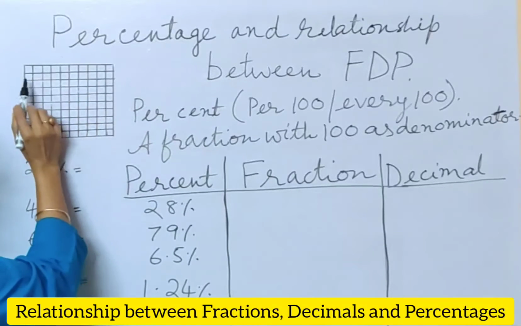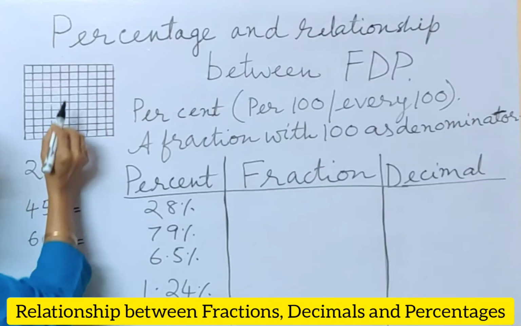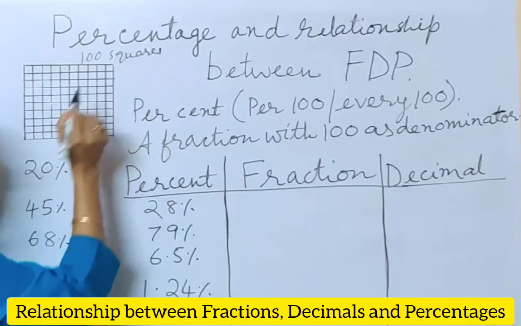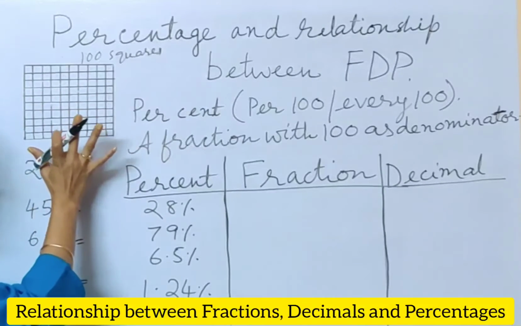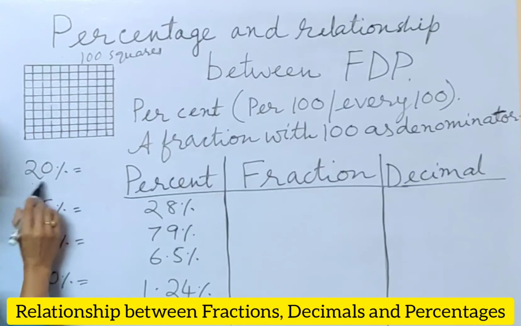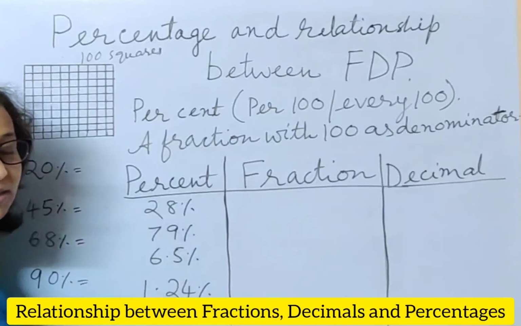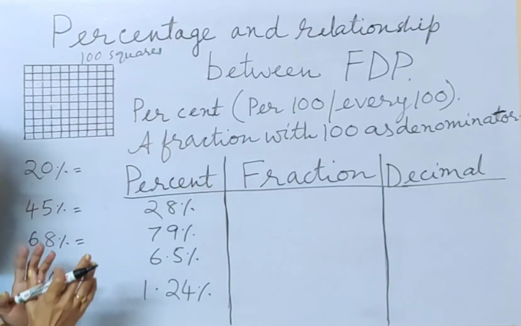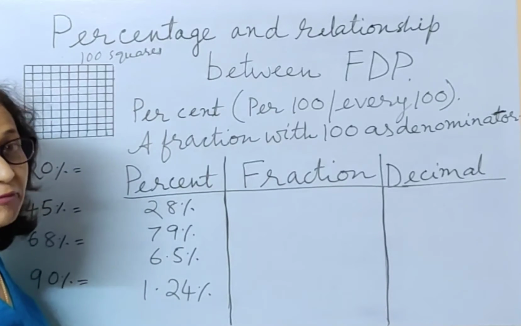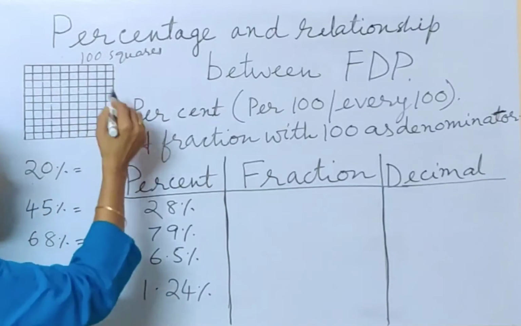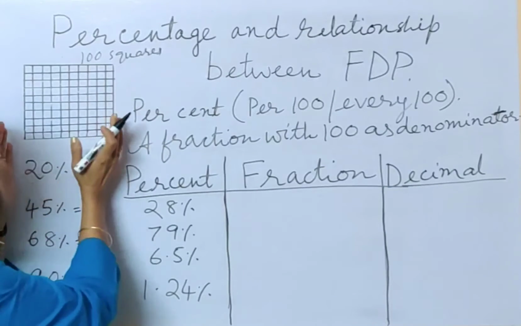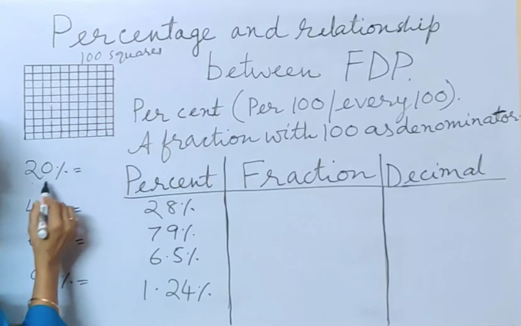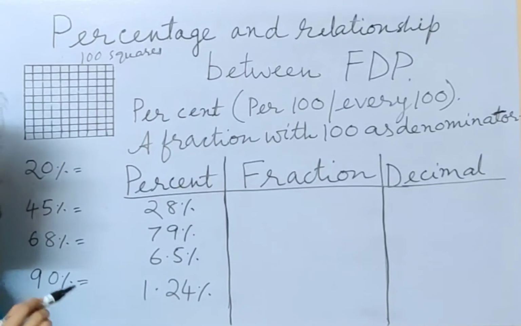In this grid I have drawn 100 squares, you can see. Now, when there are 100 squares, I have to take 20% from this grid. So what is 20%? Percent means every 100. This grid is of 100 squares, so from this grid I have to take 20. So I can make it 20%.